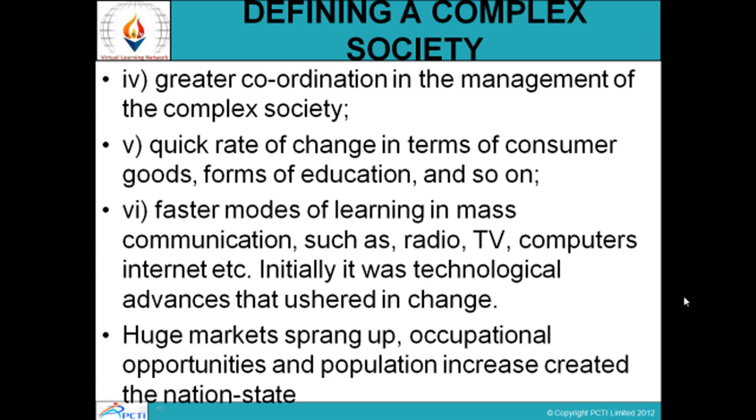Initially it was technological advances that ushered in change. Huge markets sprang up, occupational opportunities and population increase created the nation state. So all these things define the complex society, wherein the rate of change in terms of consumer goods, forms of education, modes of learning through mass communication such as radio, TV, computers, internet, technological advances, springing up of markets, occupational opportunities and also population increase define the complex society.